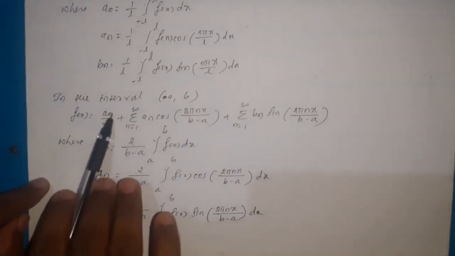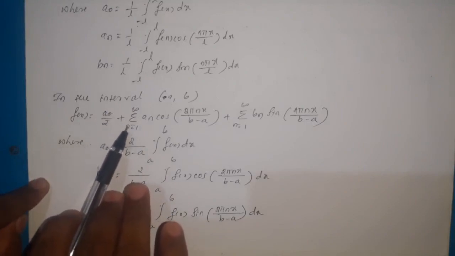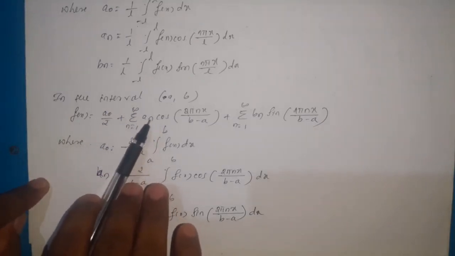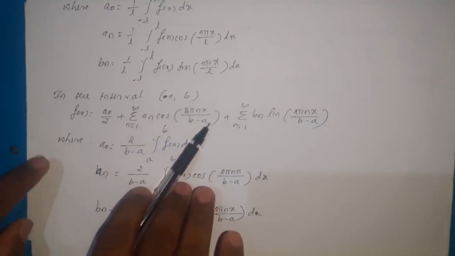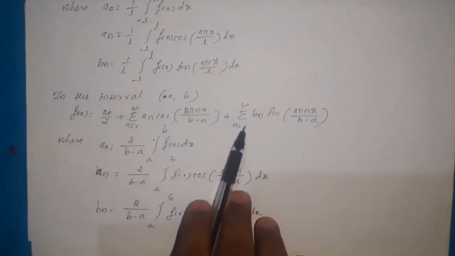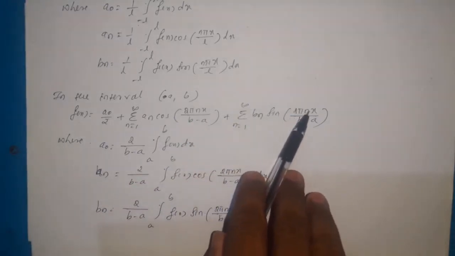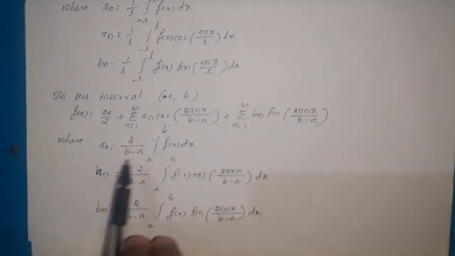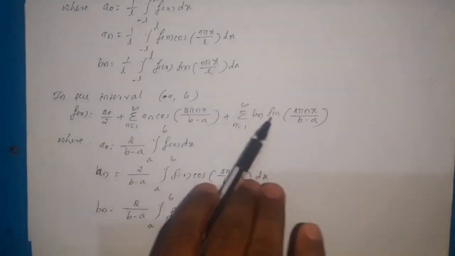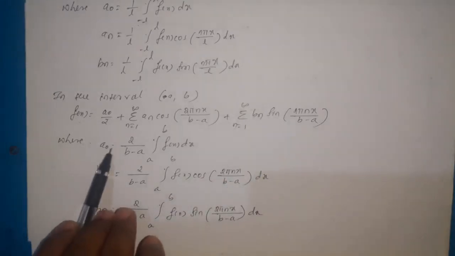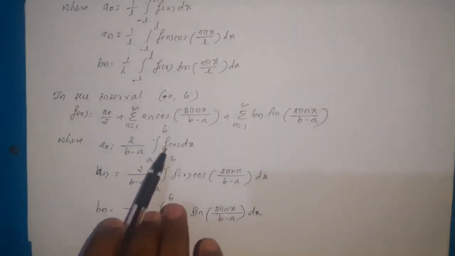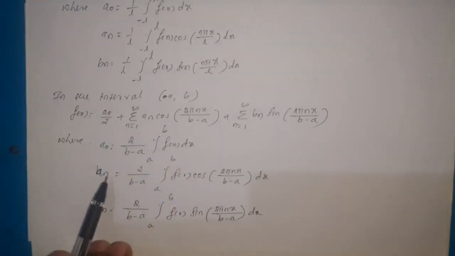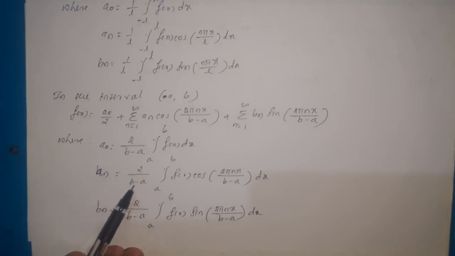So f of x equal to a naught by 2 plus summation over n equal to 1 to infinity a n into cos 2 pi n x divided by b minus a, plus summation over n equal to 1 to infinity b n sin 2 pi n x divided by b minus a. This is the general Fourier series, where a naught is equal to 2 divided by b minus a integration over a to b f of x dx, and a n is equal to 2 divided by b minus a integration over a to b f of x.